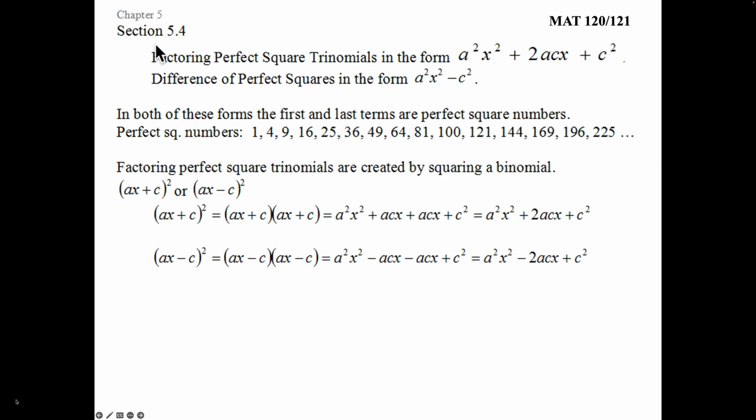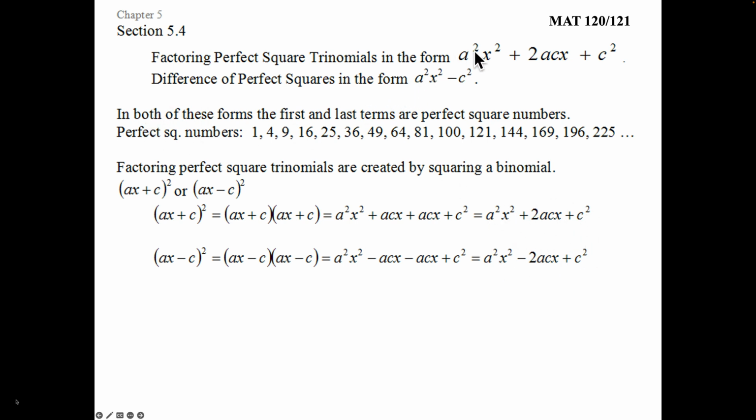All right, to 5.4, we're going to talk about some special factoring techniques, factoring perfect square trinomials and difference of perfect squares. Notice that the first term, last term are perfect squares. Difference means there's subtraction. Squaring trinomials, that means it's a binomial squared. We talked about this earlier. Remember my smiley technique? That's this pattern right here.